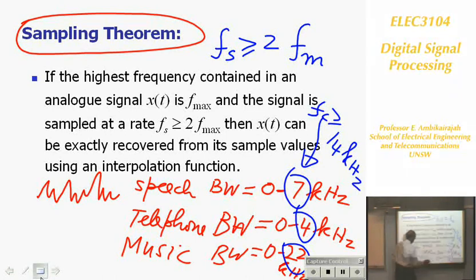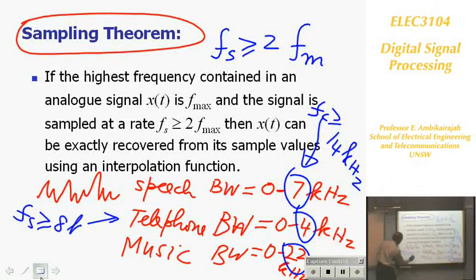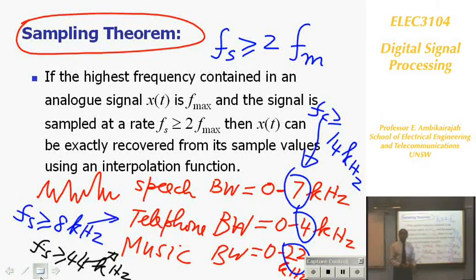What about telephone bandwidth? Fs must be greater than or equal to 8 kilohertz. What about music? Because 22. So the sampling has to be greater than or equal to, yes? What do you think? 22 multiplied by 2, 44. So Fs should be greater than or equal to 44 kilohertz. So your normal CD, when you listen to digital music, it's at 44 kilohertz sampling rate. It's 44.1 kilohertz actually.